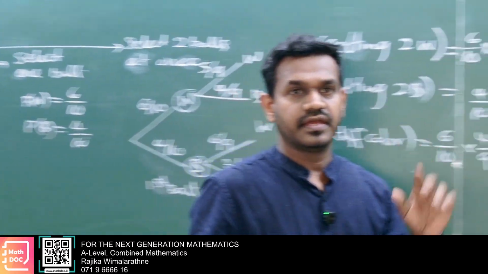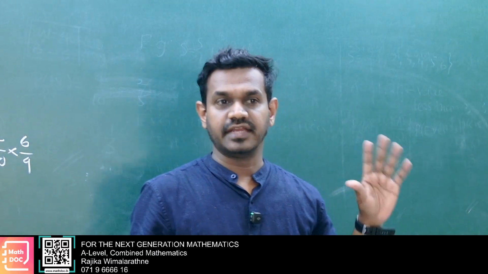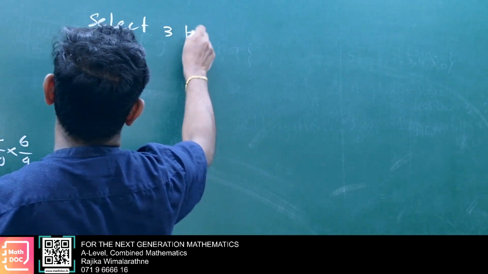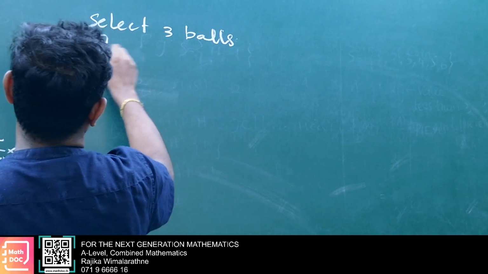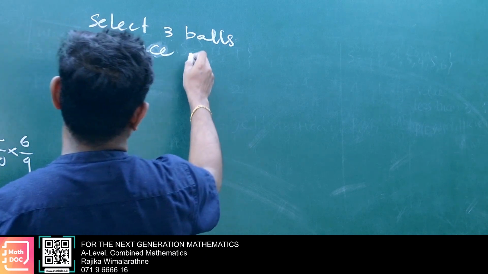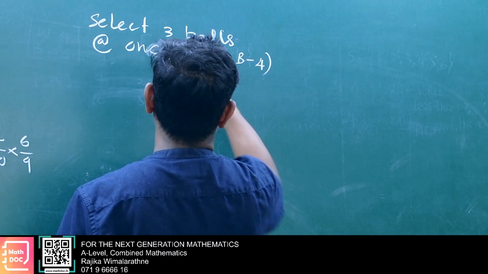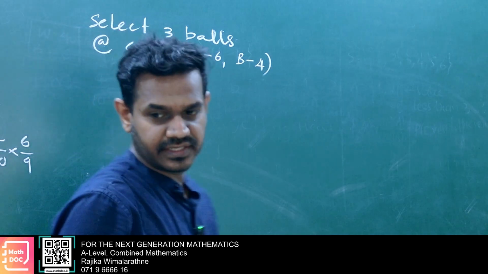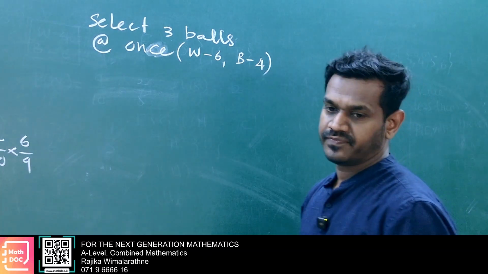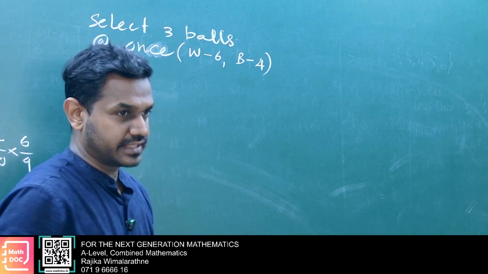Okay. Now similarly you try to select 3 balls. Select 3 balls at once. Then white ball 6, black ball 4. You get the tree diagram first. We have the combination technique, but I am telling you here to get the tree diagram.